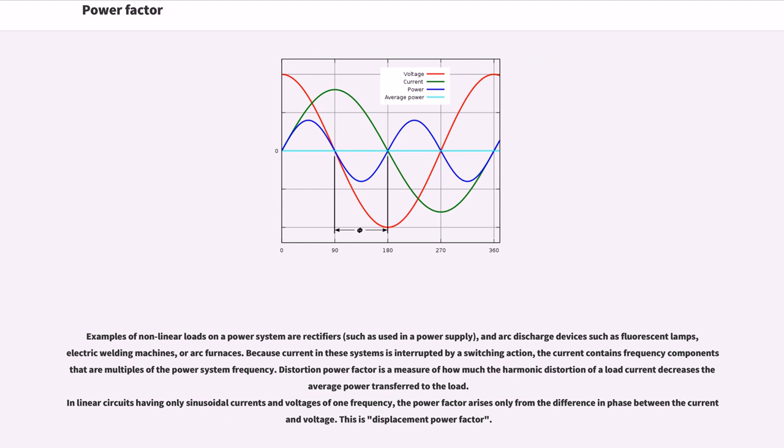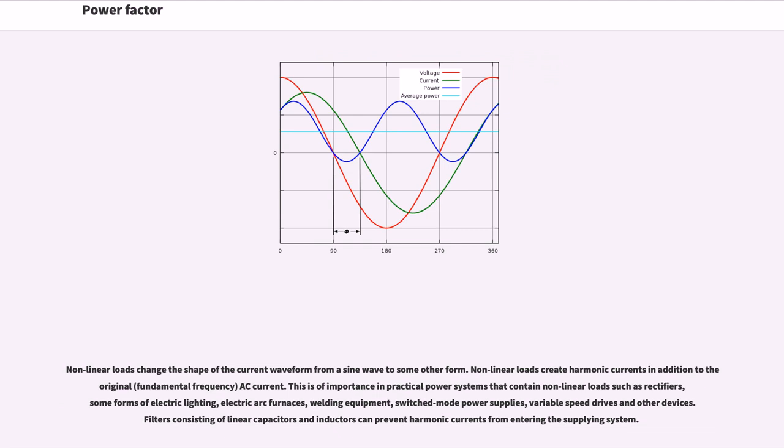Distortion power factor is a measure of how much the harmonic distortion of a load current decreases the average power transferred to the load. In linear circuits having only sinusoidal currents and voltages of one frequency, the power factor arises only from the difference in phase between the current and voltage. This is displacement power factor.